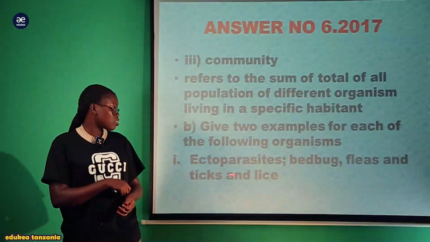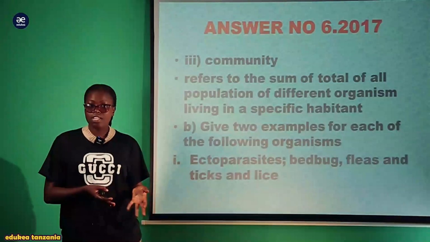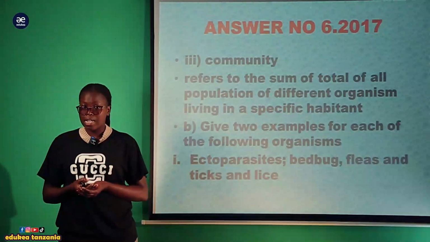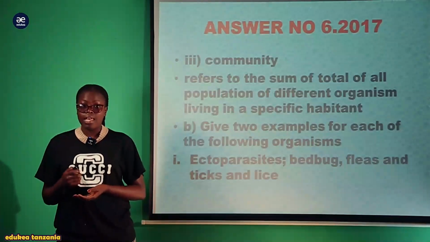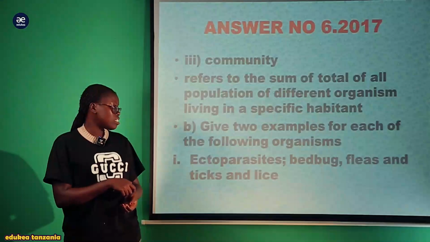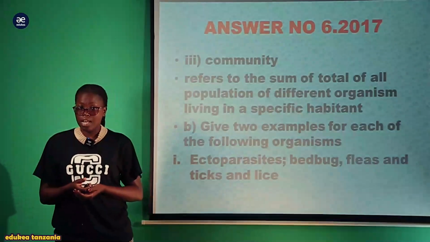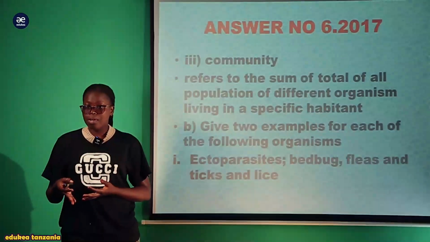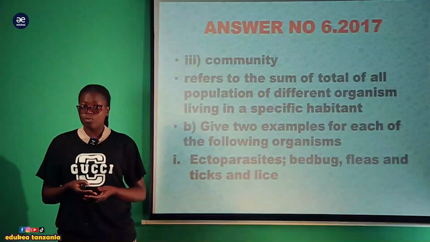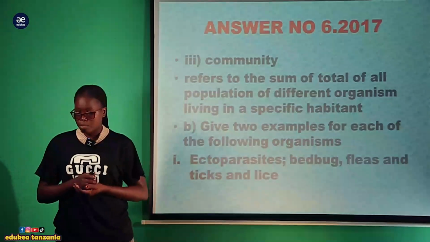The first one is ectoparasites. Ectoparasites, these are the organisms that tend to live on the outside, or attach on the outside of the body part of an organism or of the host cell. Example, kuna bedbug, kuna fleas, kuna tick pamoja na these all organisms kazi yao, these are the blood suckers. They tend to suck the blood from the host cell. Example, animals, human beings. Kuna human beings pamoja na other animals.